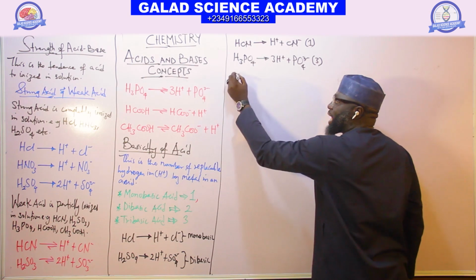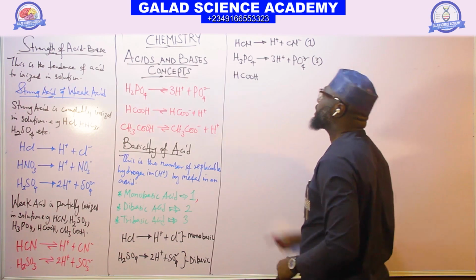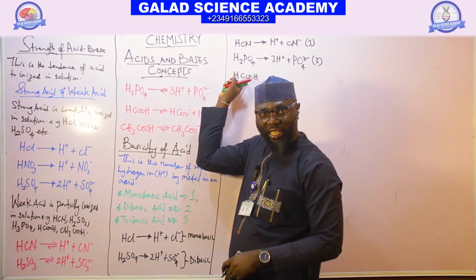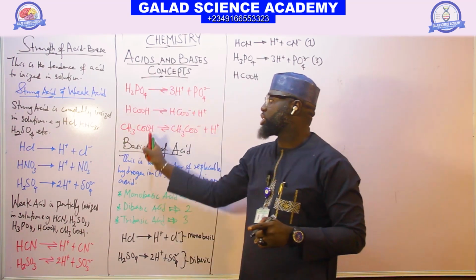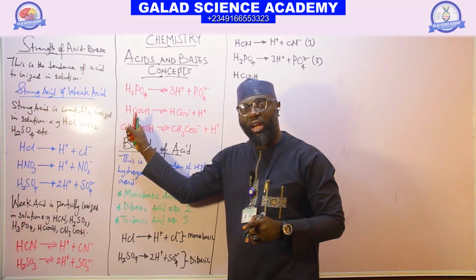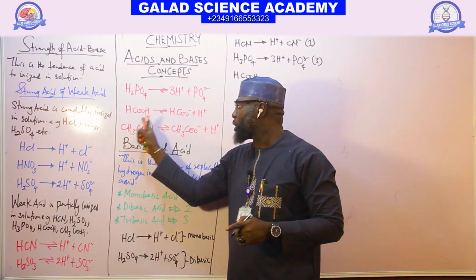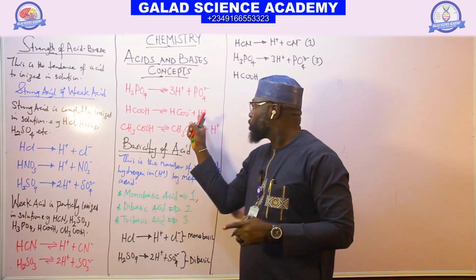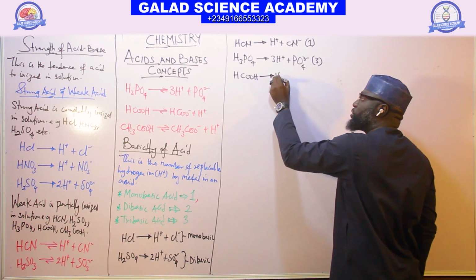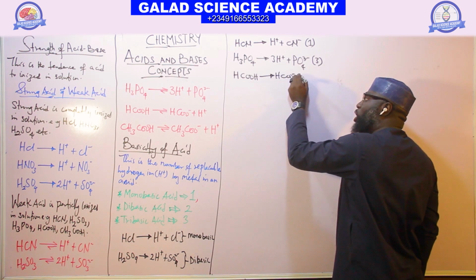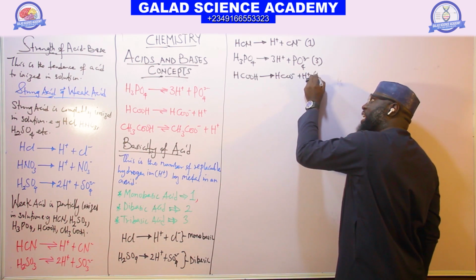Organic acid, like methanoic acid, HCOOH. You will now ask, what is the basicity of methanoic acid? Most students will say 2, but it is not 2. Check the ionization here. When methanoic acid ionizes, it will release just 1 out of the 2 hydrogen it has. It is partially ionized, so it cannot give out all. It will give at least 1, the only one that a metal can displace. The basicity here is 1.